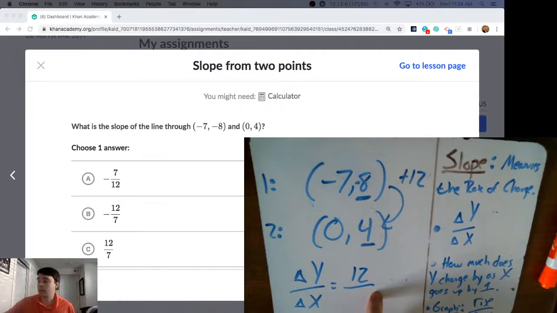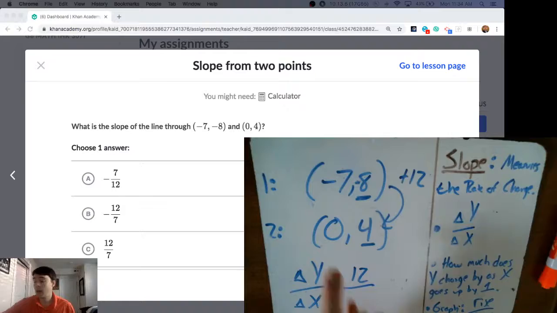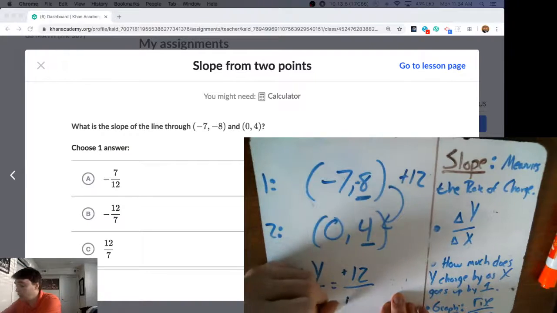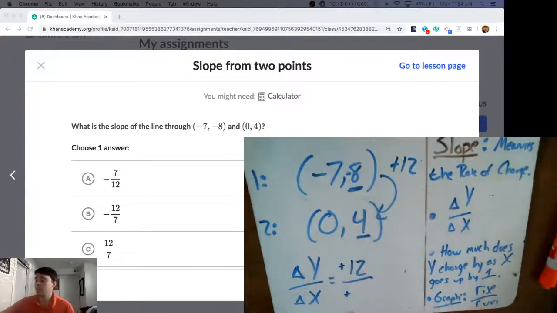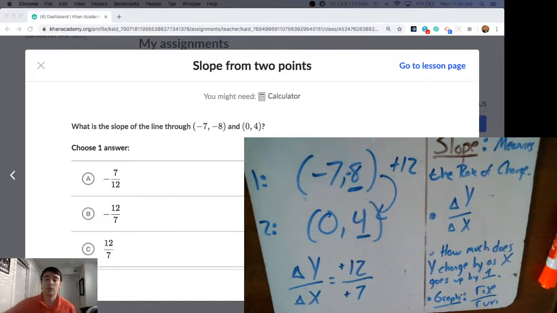And now I need to measure what happened to the x value. Well, the x went from -7 and it grew to become 0. So x gained value, just like the y did, and x gained 7 units of value, while the y gained 12 units of value. So y is changing by 12 units every time x is growing by 7 units.